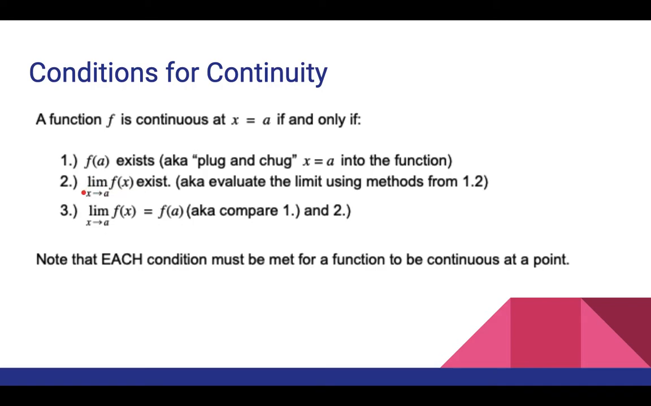And then the third step is we need that the limit agrees with what the function actually is at that point. So we require that the limit as x approaches a of f of x is equal to f of a, which requires us to compare the results from step 1 and from step 2. Please note that each condition must be met for a function to be continuous at a point. If any one of these conditions is not met, then the function is not continuous at x equals a. So if 1 and 2 are met, but 3 is not, we do not have continuity. And it's advised that you follow these steps in this order in order to be most effective with evaluating continuity.